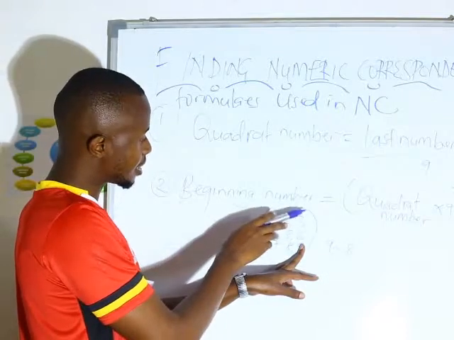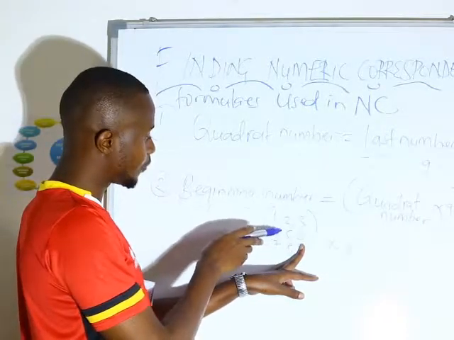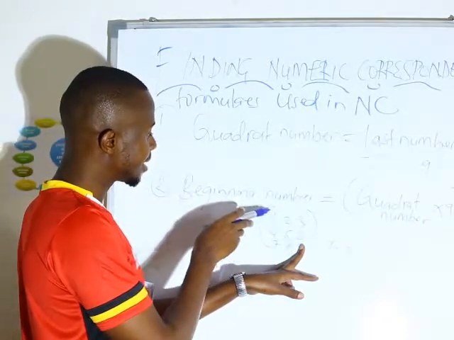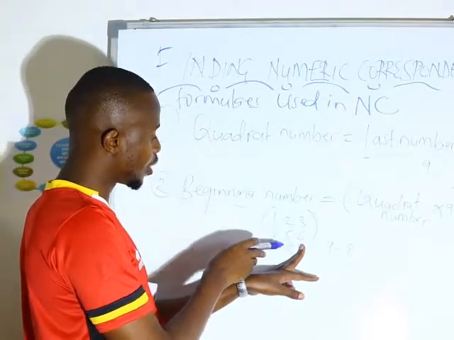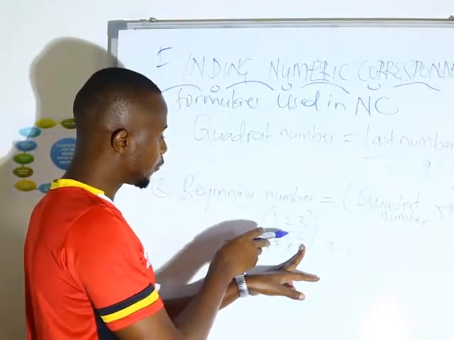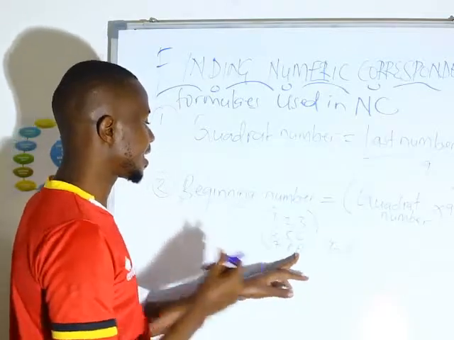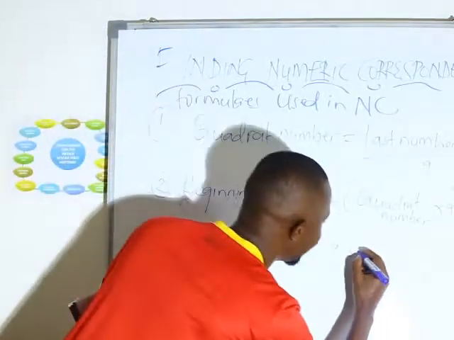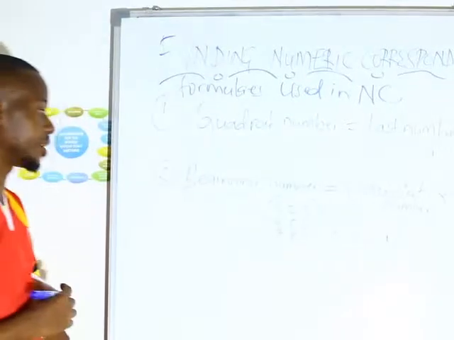When you remove this, because we already know our last number, the rest of the digits, 1, 2, 3, 4, 5, 6, 7, 8, they make it to 8. That's why we subtract 8 to get our beginning number in this quadrant, which is 1.